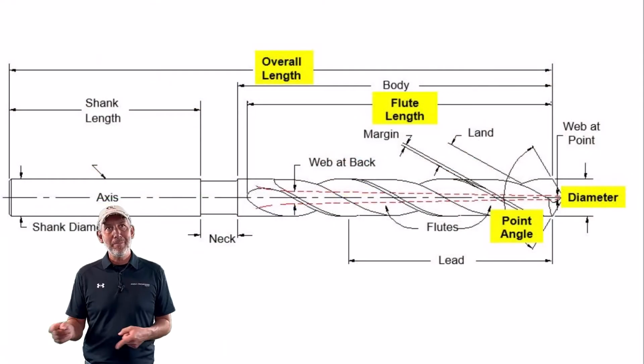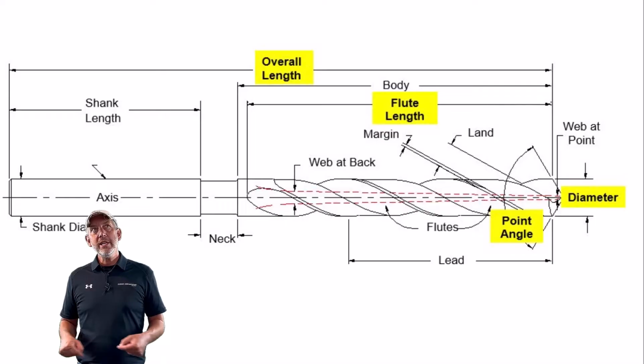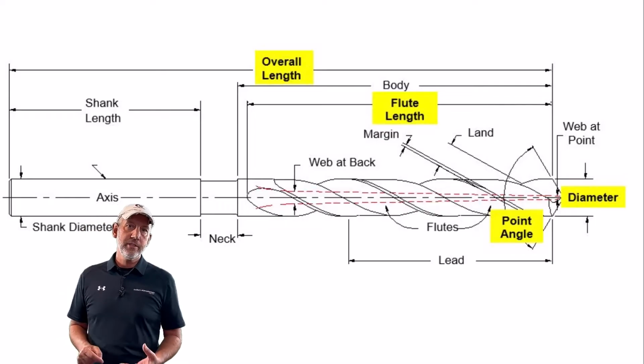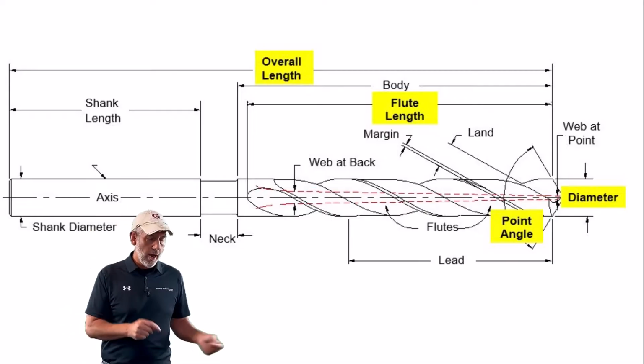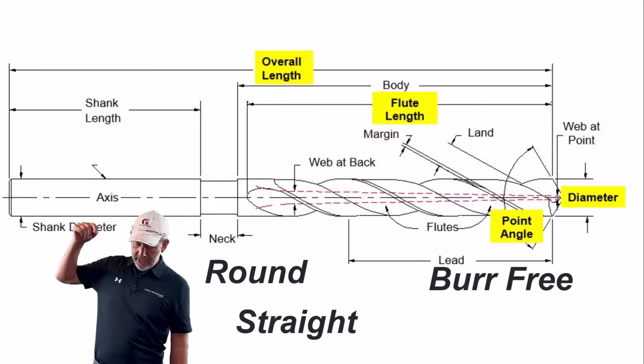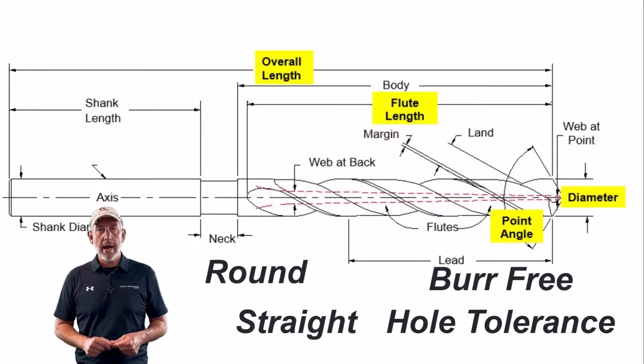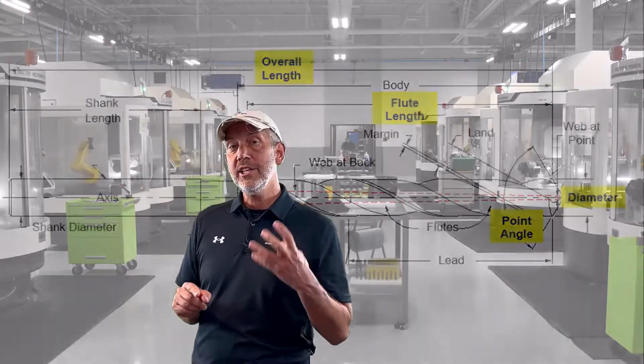So in order to do this, in order to hold all these quality features on a hole, what do we need to do? We need to put a lot of, I don't want to say bells and whistles, but we need to put a lot of features on material-specific carbide drills to make sure that we get a round, straight, burr-free, hole tolerance hole on a drill. There's also ways to use the drill to make sure that those quality features actually come out.